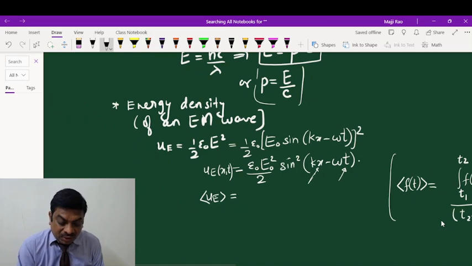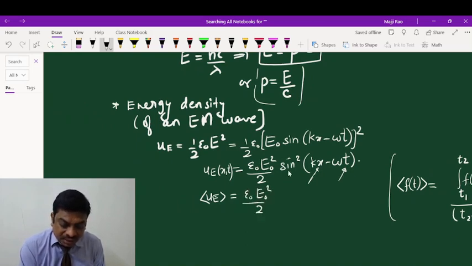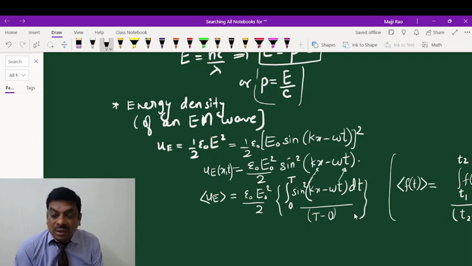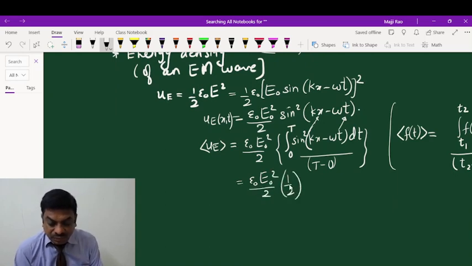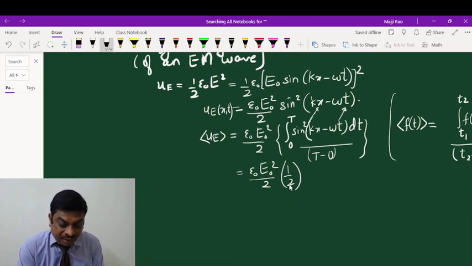Here also we have to use the same formula, that is, the integral of sin square (kx minus omega t). This is the function, so integrate with respect to t. Suppose you want to find for one complete time period, you have to use this. As you know, it will be half. You already know this. This is going to be half, and that is how you get the average.